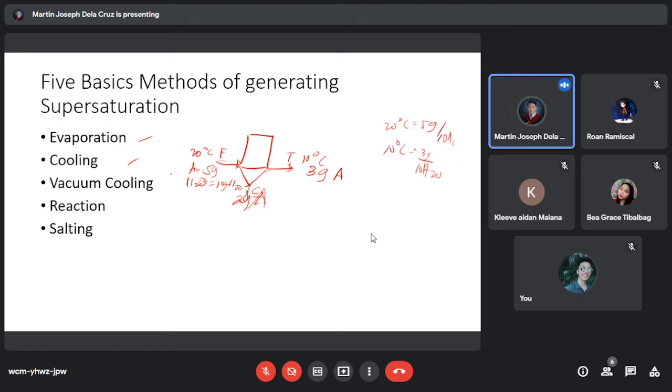Another one is vacuum cooling. Here in vacuum cooling, class, we also don't use cooling water. For the solution to cool, we have to lower the pressure in the crystallizer. We don't use water for cooling, but in vacuum cooling some of the water will evaporate. So upon lowering the pressure in the crystallizer, some water evaporates. Then we apply the same concept again: when water evaporates, crystals come out.